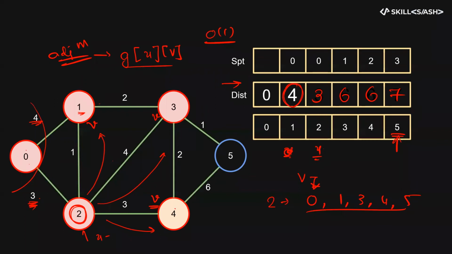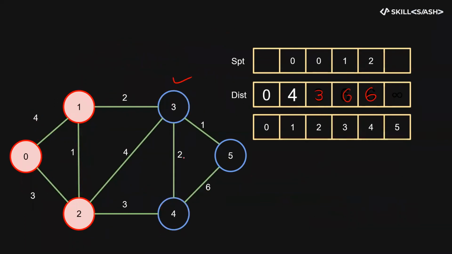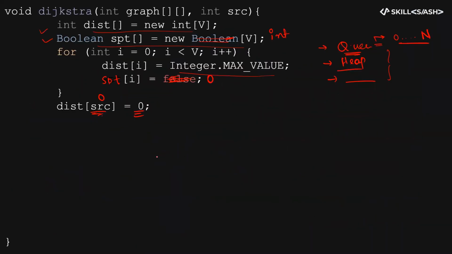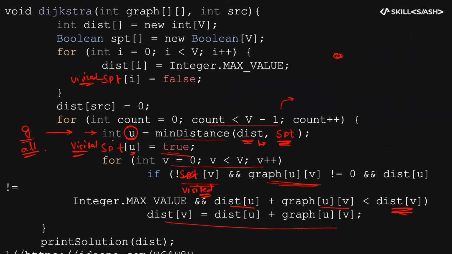But 0 is not to be considered. Why? Because 0 is already visited. If you see, whenever I mark in the code, I mark it as visited, not a spanning tree, just visited. So that is visited, so we'll not consider 0. And 1 will be considered because there is an edge. 2, no edge. 3, there is an edge. 4, there is an edge. 5 will come into this loop, but in the graph there is no edge for 5. So if the edge is 0, we directly discard it.